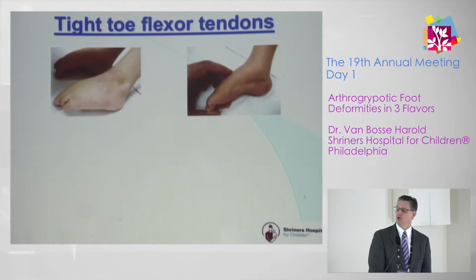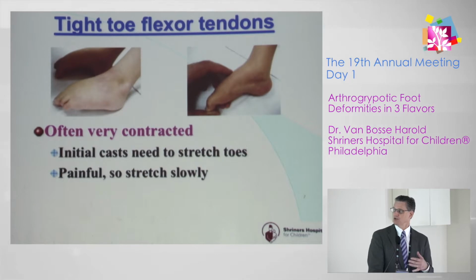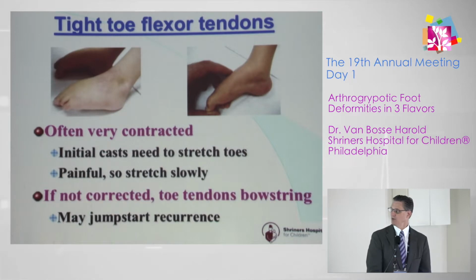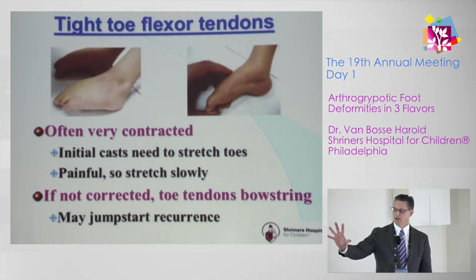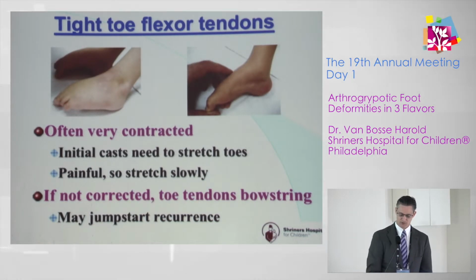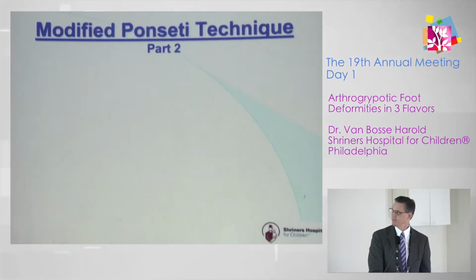It's important to remember that the toe flexors are oftentimes very tight, and they can cause you as much trouble as the Achilles itself. So you need to slowly cast those out. It's very painful. This seems to be one of the most painful things for the children, is getting their toes stretched out. So you need to be a little bit slow about this. But also realize that if we don't completely correct them, the toe flexors can be the thing that jumpstart a recurrence, because the toes will bend down, and that actually causes everything to curl in.